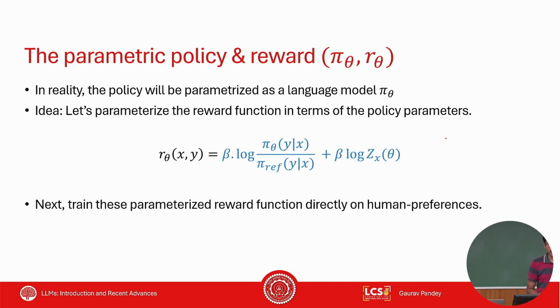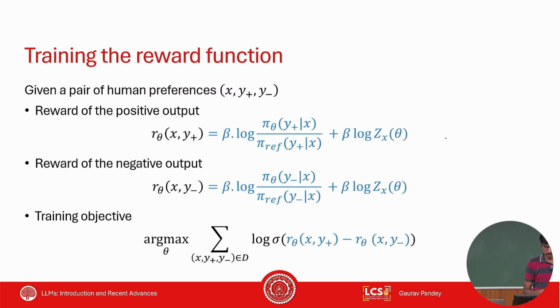So yeah, this is exactly what I was saying, that the reward function can be written in terms of the policy parameters. Let's assume that, and then train this directly on the preference pairs that you have. Okay. So what does that mean?